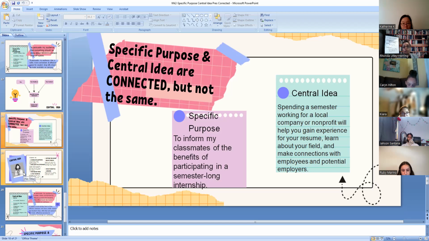When you are developing your central idea, it is your main message. It is a concise statement of what the speaker expects to say in the speech. So the specific purpose is what the speaker wants the listeners to know after the speech, and your central idea is what the speaker expects to say in the speech. It's more precise than the topic and the specific purpose, and it sums up the speech in a single statement.